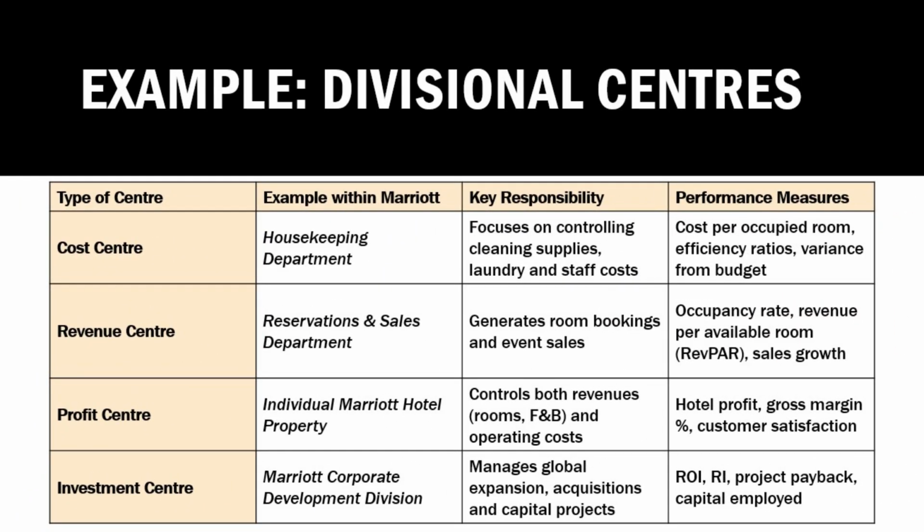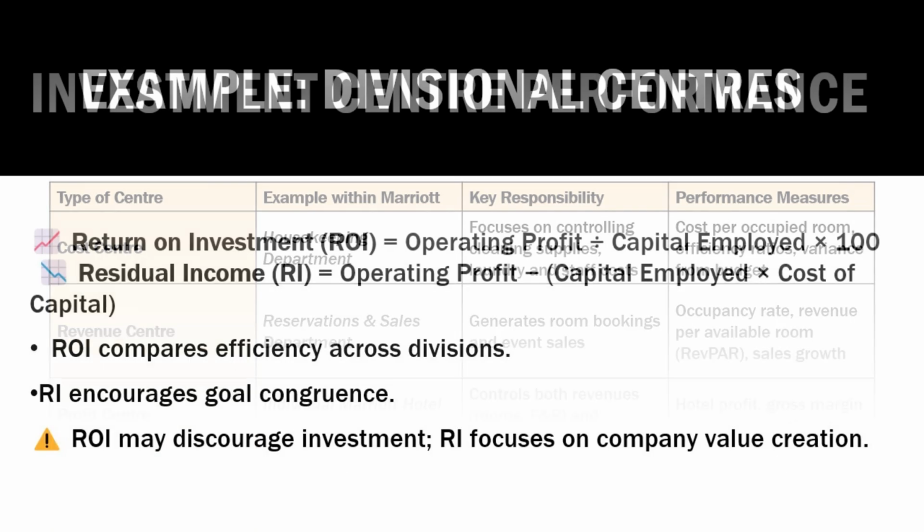For example, in Merit International, the housekeeping department is a cost center. Its focus is cost control and operational efficiency. The reservations department is a revenue center because it drives room sales and event bookings. Each individual Merit hotel operates as a profit center, managing both income and expenses to maximize property profit. Finally, Merit's corporate development team functions as an investment center, responsible for new hotel openings and capital returns across regions.